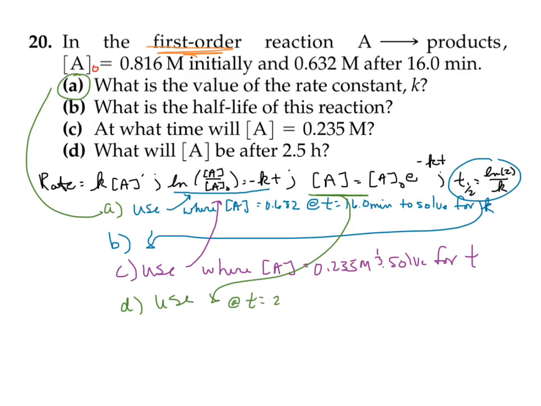And then D, finally, you get to use that second form of the first order. Anytime you're supposed to get to a concentration of interest, given the time, this is the form that you're going to use. So it says at 2.5 hours, we're going to plug that in for T. We already have K. We're going to take e raised to the negative KT times the initial concentration of A to get to the concentration of interest at that time.